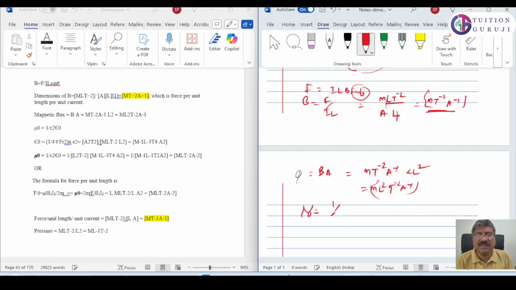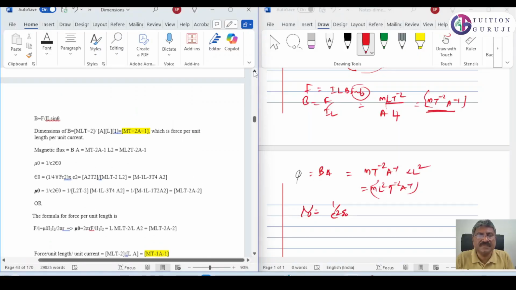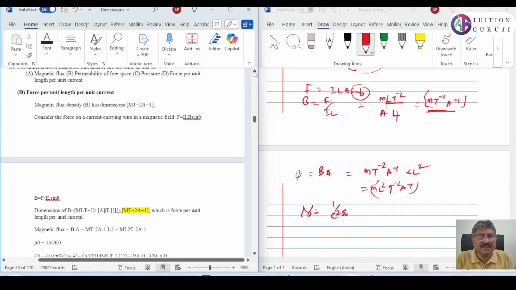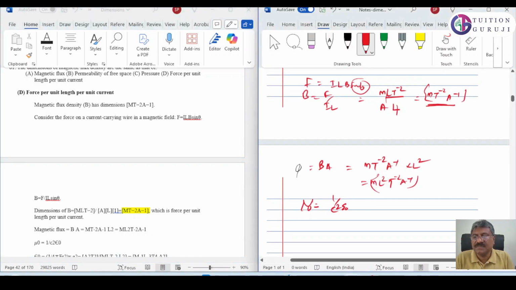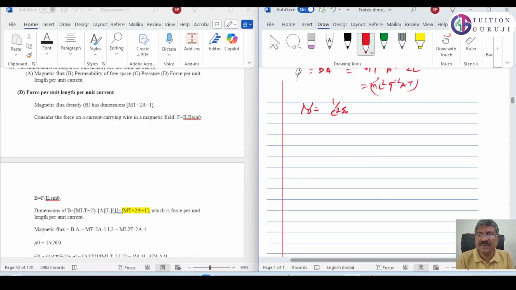Mu0 is equal to 1 by C square epsilon 0. We have to find the permeability of free space. We know C square is equal to 1 by mu0 epsilon 0, which implies mu0 is equal to 1 by C square epsilon 0.